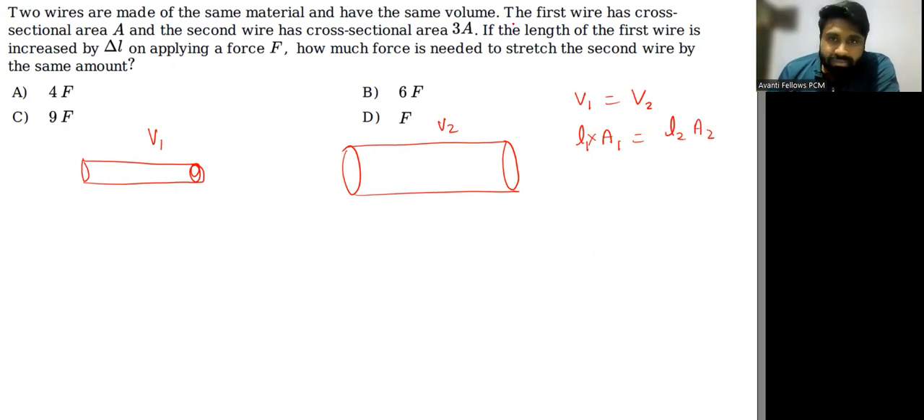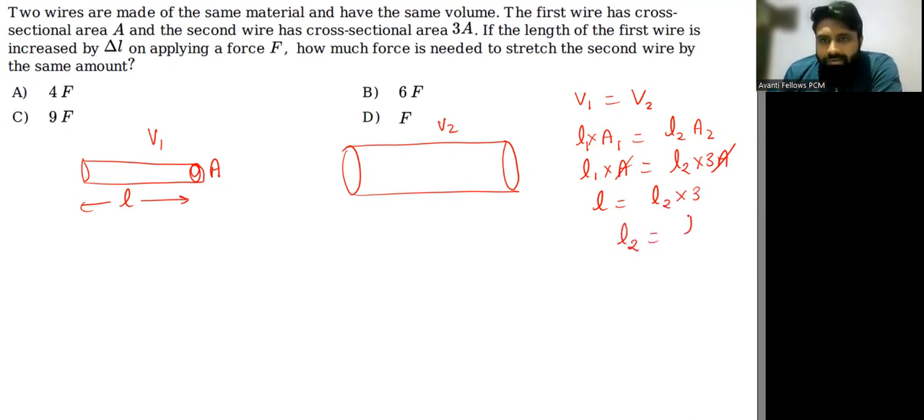Now, nothing is said about the length, but the volume is constant and the area of this wire is A, so L1 into A and L2 into 3A. If I consider the length of this to be L, then we put L is equal to L2 into 3. So the length of the other wire will be one third of the initial length.